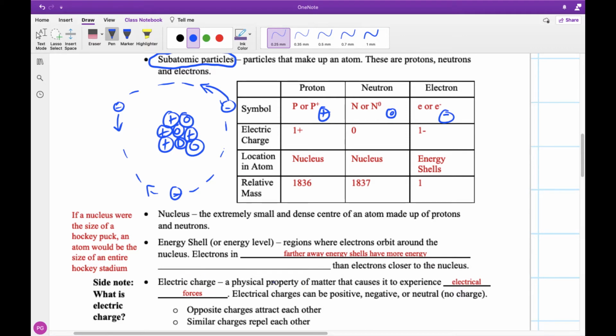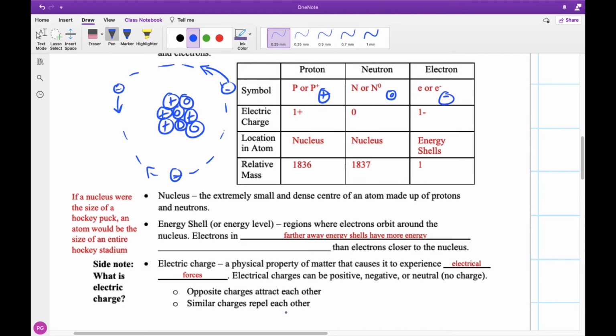The electric charge of something is a physical property that causes it to experience electrical forces. So you've probably felt this before if you've ever played around with the friction rods, where you rub it with some sort of material and it picks up an electric charge and you can use it to attract or repel things. And electric charges can be positive, negative, or neutral. Again, neutral, neutron, no charge. And the rules are that opposite charges attract and similar charges repel. So if we have a positive and a negative, they want to move together. If we have 2 positives, they want to move away from each other.